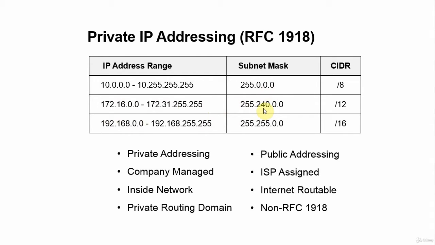So the subnet mask is 240 to mask off 16 through 31, which is /12. And this is the subnet mask to include just the 192.168 range. So it's private addressing, it's company managed, it's your inside network, and it's just for the private routing domain only. Public addressing is anything that's not private. It's ISP assigned and internet routable. So you can route public IP addressing, if it's not within any of these ranges, across the internet.